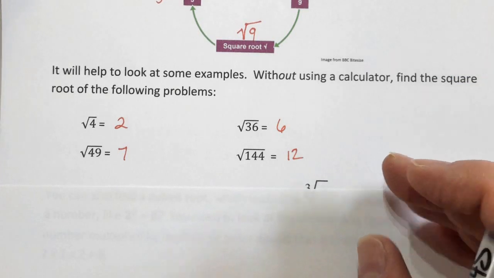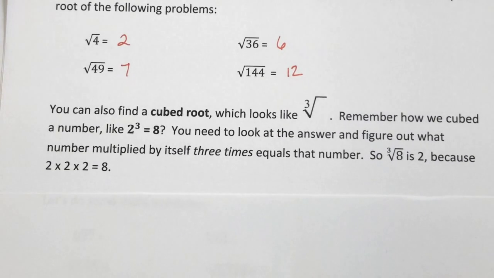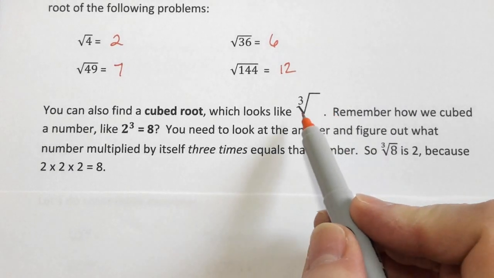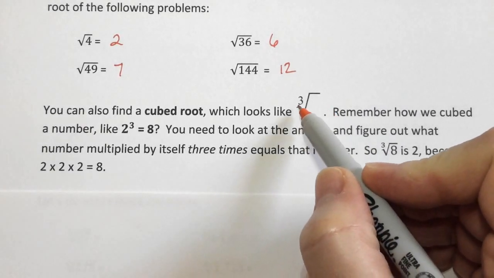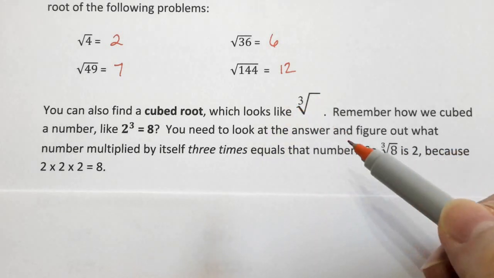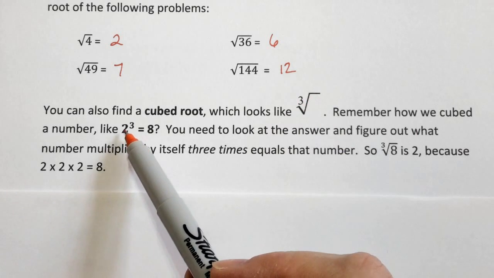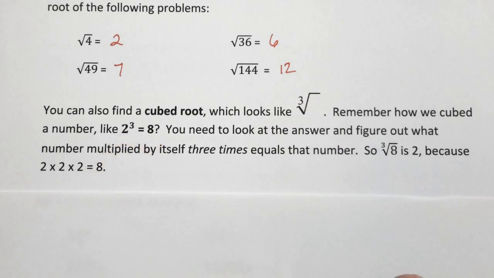All right, slightly more complicated is a cubed root. And a cubed root looks like this. It has the same square root symbol or radical sign, but it has a little 3 there. Remember how we cubed a number? 2 times 2 times 2 would be 8.